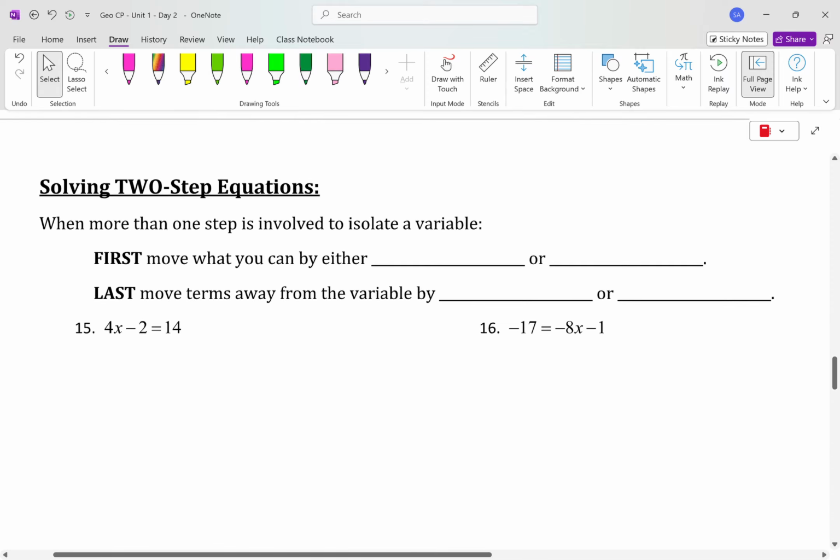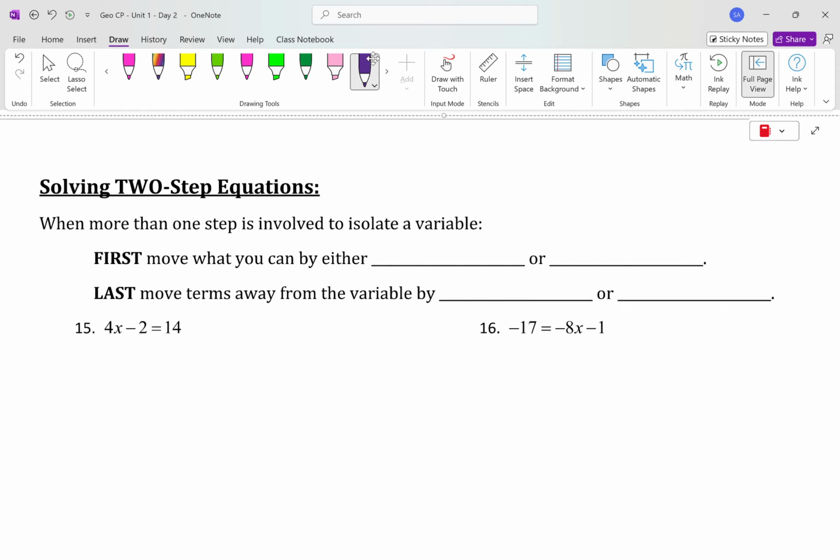Okay, so when we're solving two-step equations, the first thing we're going to do is move away what you can by either addition or subtraction.